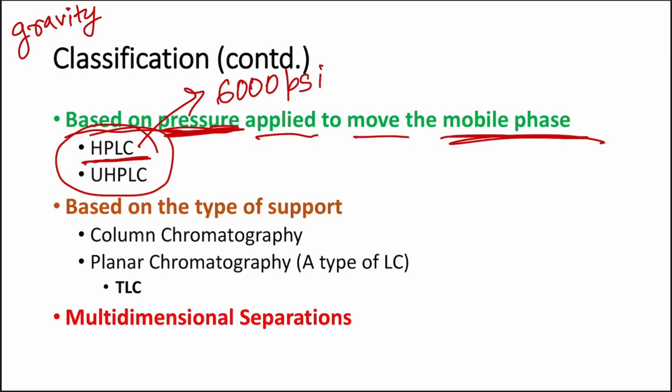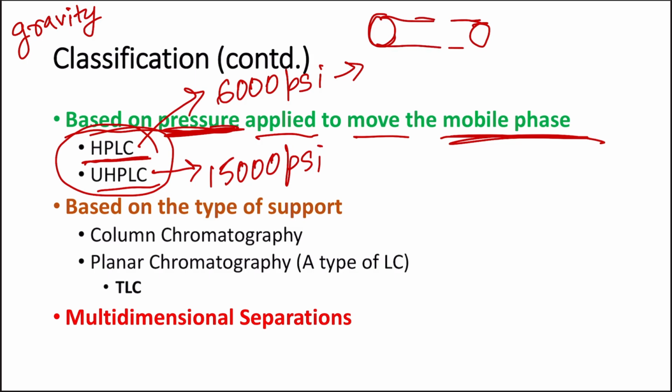And then we have an even more efficient form, that is UHPLC, ultra high performance liquid chromatography or ultra high pressure liquid chromatography. Here we are applying a pressure of about 15,000 pounds per square inch, and we also have a difference between these, because both of these are column chromatography and liquid chromatographic methods. So here we have a column with an internal diameter, as you can see. Suppose this is the column.